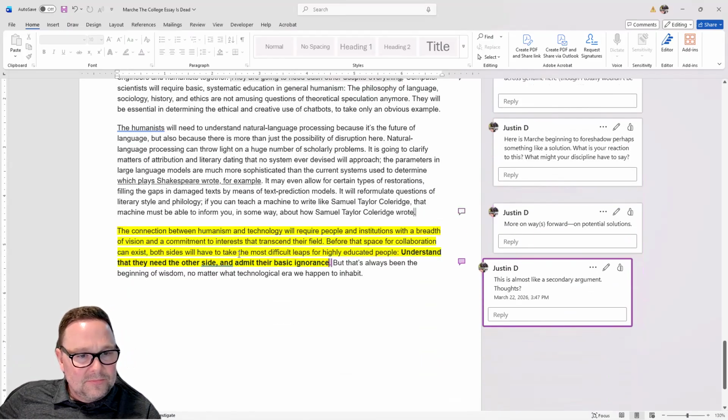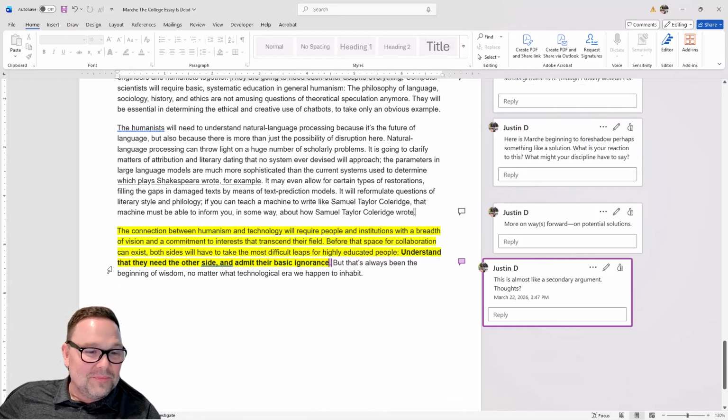I'll end here by saying this is almost like a secondary argument that March is making, and this would certainly be, from your disciplinary point of view, a thing that you could respond or react to. "The connection between humanism and technology will require people and institutions with a breadth of vision and a commitment to interests that transcend their fields. Before that space for collaboration can exist, both sides will have to take the most difficult leaps for highly educated people: understand that they need the other side, and admit their basic ignorance." Again, sometimes you like to end with warm and fuzzy, but not March.